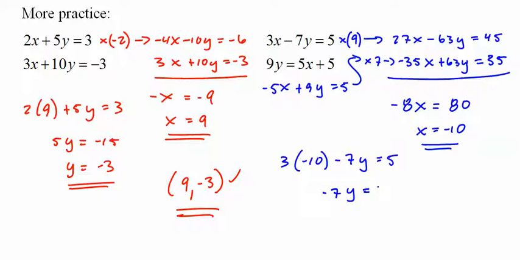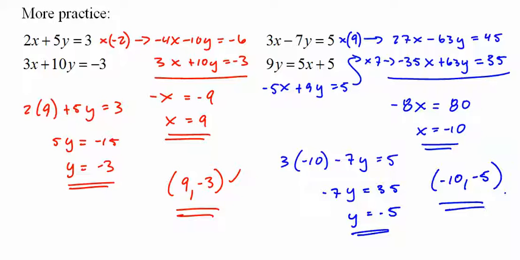-7y equals 35. Y equals -5. And by radar, I mean I can sense when I've made a mistake and something's not adding up. And that is correct.